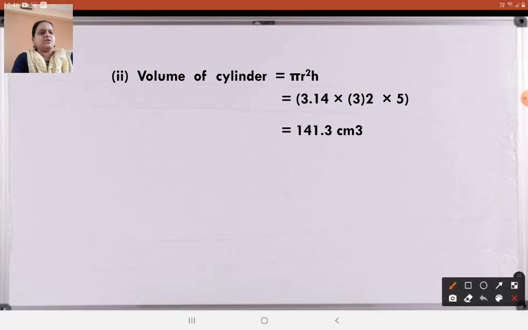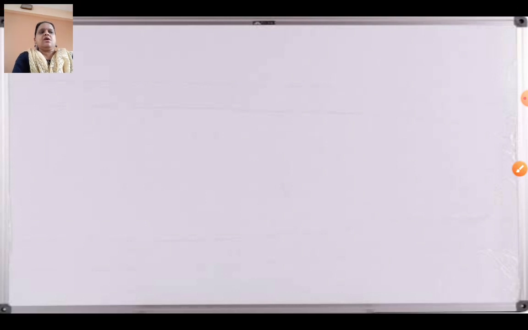So here that index has not come properly, just take it here as centimeter cube and as well as here as 2. So the final answer is 141.3 centimeter cube. So write down the final answer, that is therefore the volume is 141.3 centimeter cube.